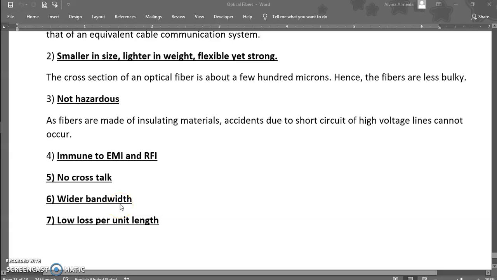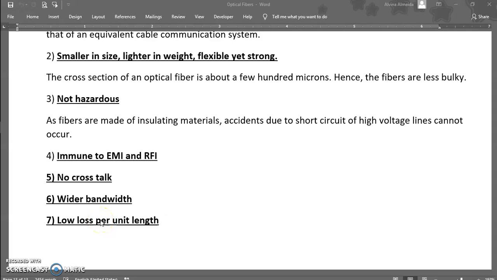It has wider bandwidth. The optical fibers have the ability to carry large amounts of information, while a telephone cable composed of 900 pairs of wire can handle 10,000 calls, whereas just 1 millimeter of optical fiber can transmit 50,000 calls.